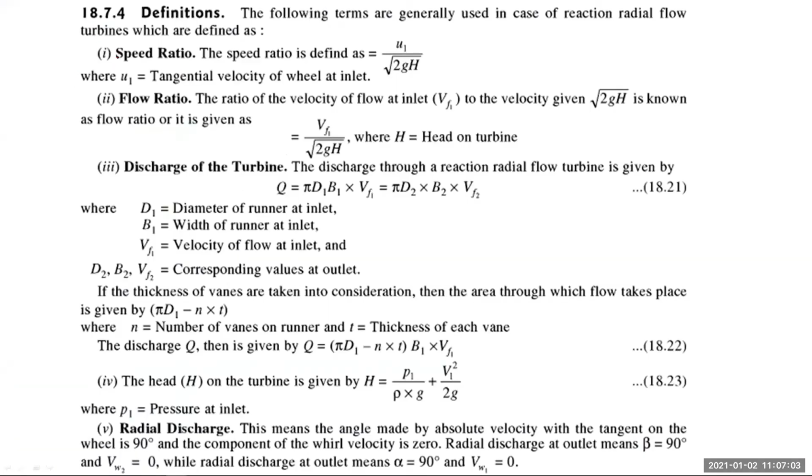Okay. So the first term that you will see in your numerical is your speed ratio. What is speed ratio? Wherever you see any speed ratio term in the numerical, it will be given, then you have to use this formula. Here u1 is your tangential velocity of the wheel at inlet. The unknown parameters are u1 and capital H, and this is your speed ratio. So three terms are there, any two will be given, and you have to calculate the third one.